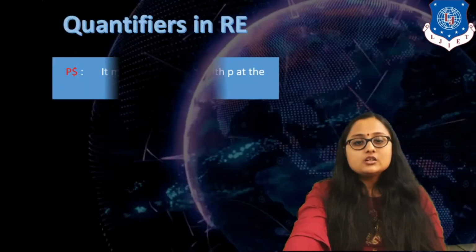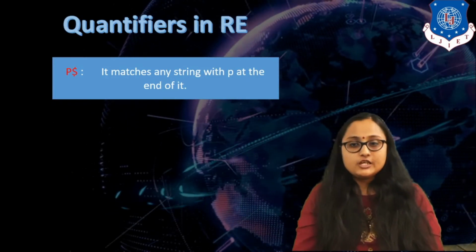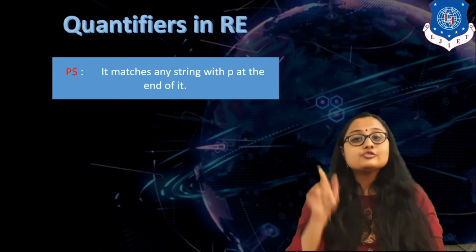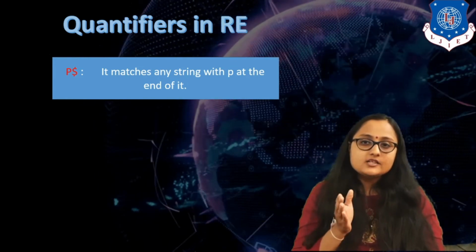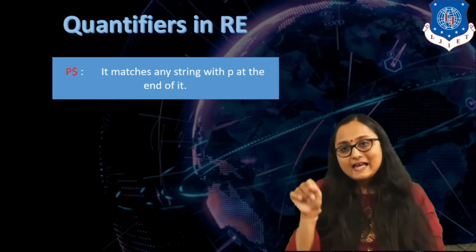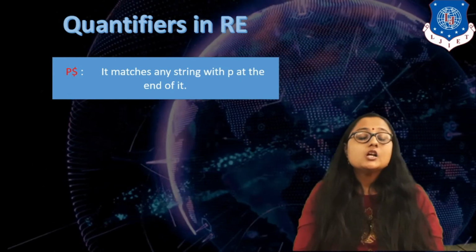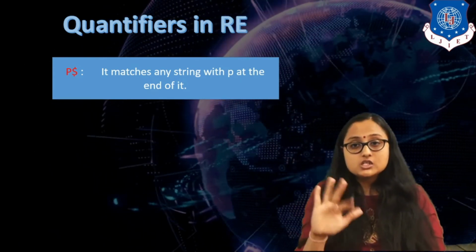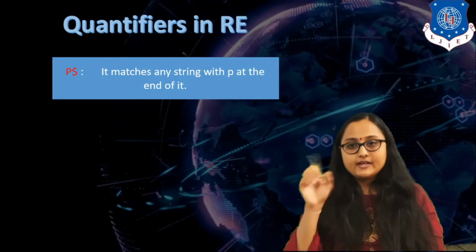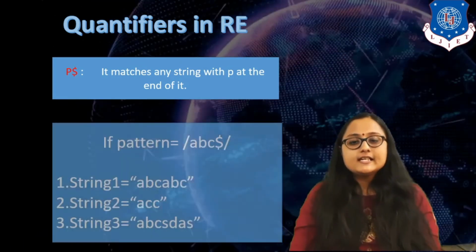Now after beginning, what about matching the end of the string? If you want to match the end of the string, then you have to use $, but you have to write this after the character. When you are writing the beginning, you have to write caret and then the character with which you want the string to begin, right? Whereas here you have to reverse the positions, that is you have to write the character before and then your quantifier $. It matches any string with the pattern at the end of it. So let us take an example.